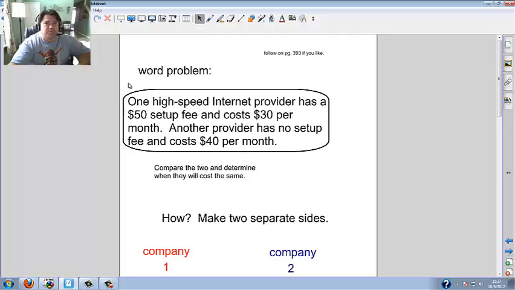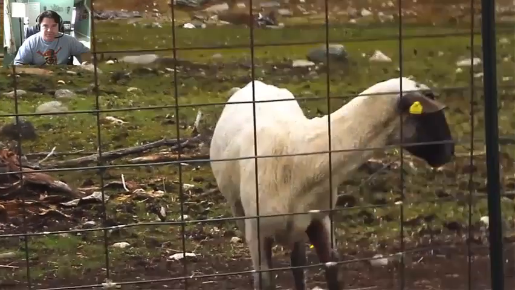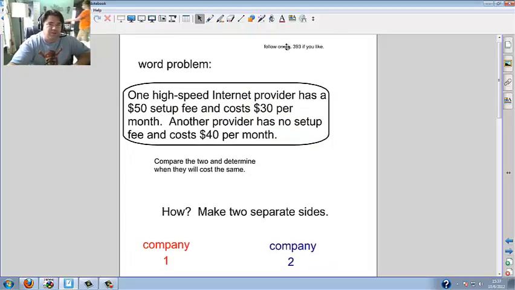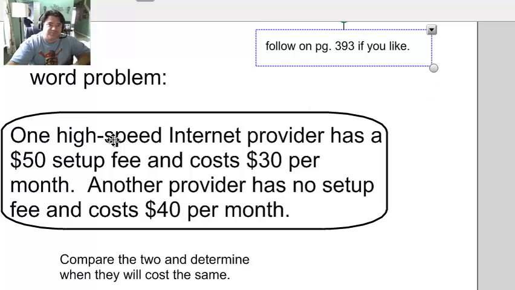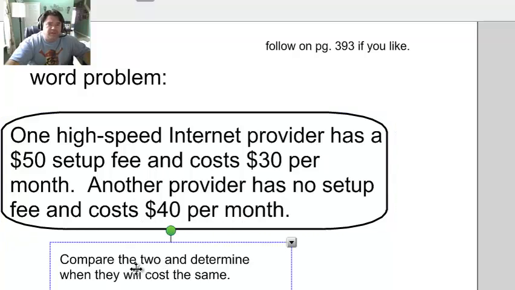Now let's do the word problem. Once again with our screaming sheep. Also, you can follow along on page 393 if you like. Here's the word problem. One high-speed internet provider has a $50 setup fee and costs $30 per month. Another provider has no setup fee and costs $40 a month. Compare the two and determine when the cost will be the same.